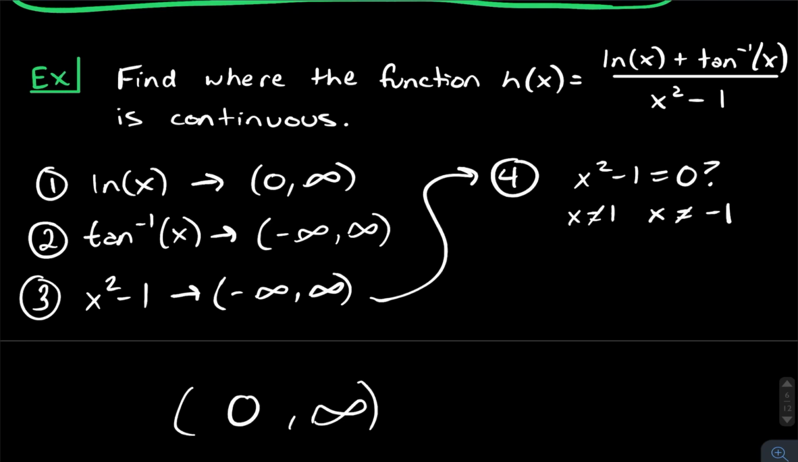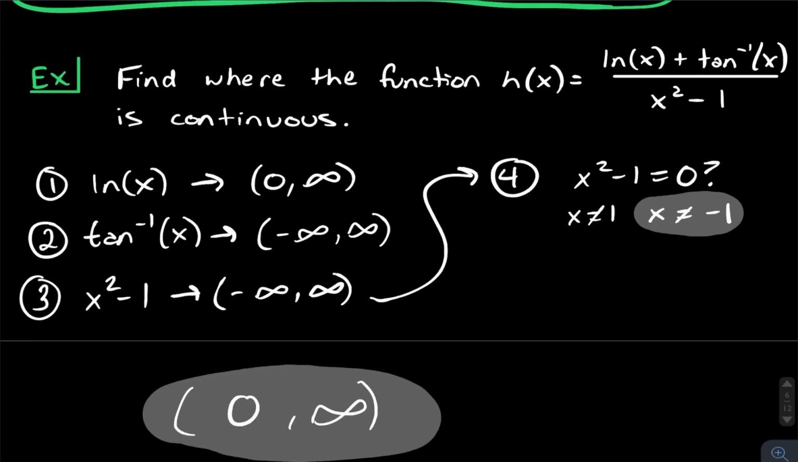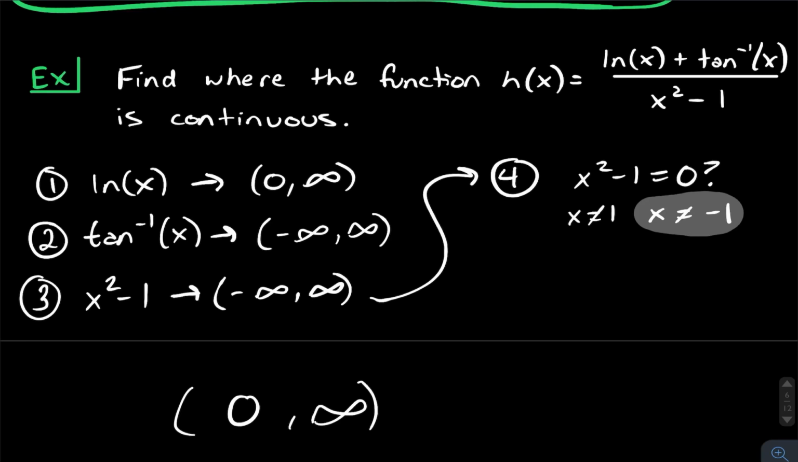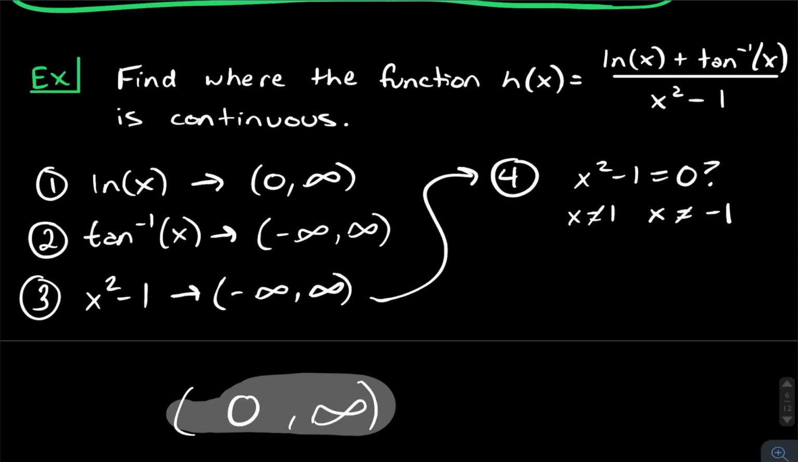Okay, great. But we have number 4 to worry about, right? We've already taken care of 1, 2, and 3. But for number 4, we need to remember that x can't be 1, x can't be negative 1. Negative 1 doesn't matter because it's not in our continuity interval, so that doesn't matter. But x not being able to equal 1 is a problem, right? Because that's still in our interval right now.